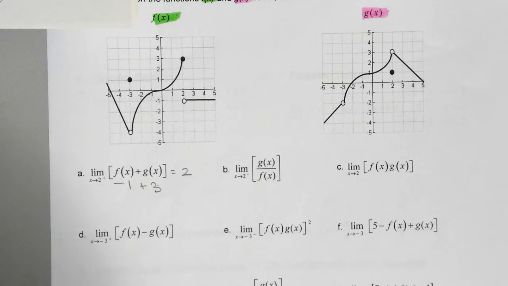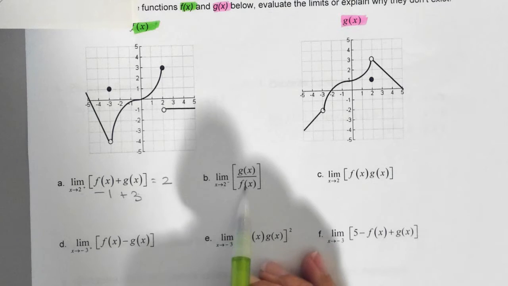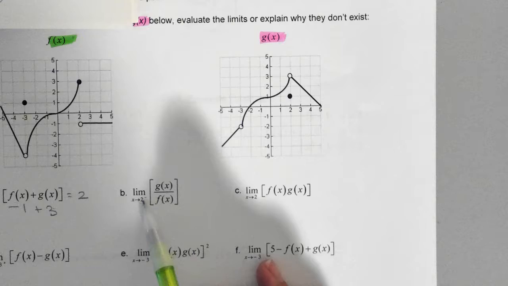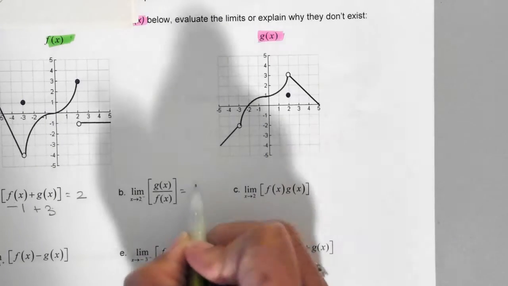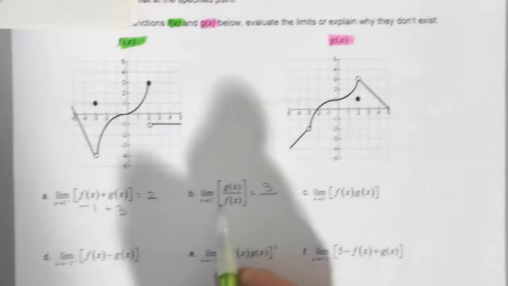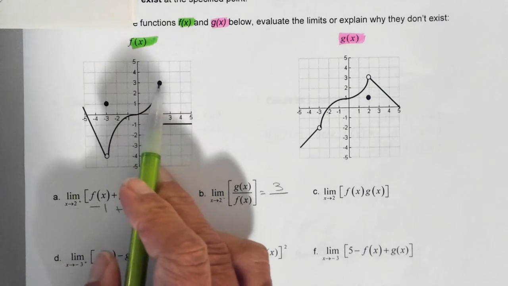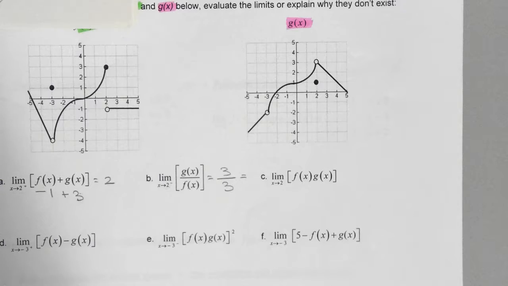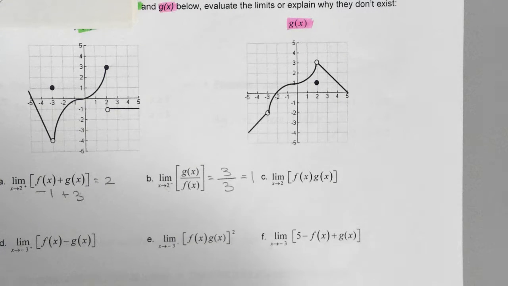You just evaluate. So here we have the limit as x approaches 2 from the left of the quotient of g of x over f of x. So let's take a look at g of x first. The limit as x approaches 2 from the left gives me what? 3? Okay. And then the limit as x approaches 2 from the left of f of x. It's also 3. So then the limit overall of the quotient as x approaches 2 from the left is 1. Questions? You guys good? Okay.